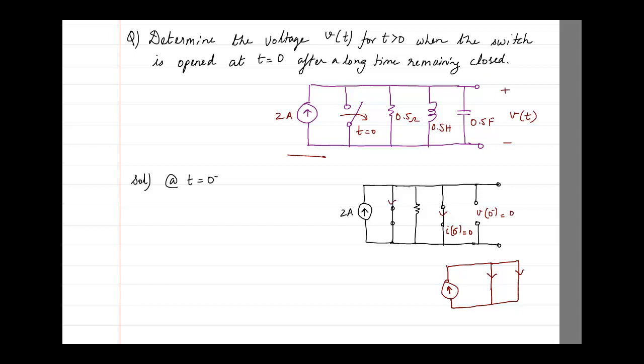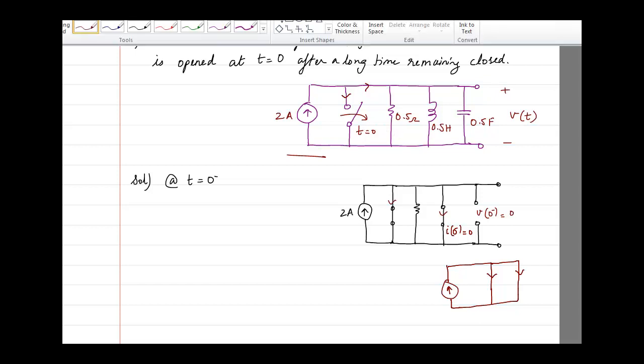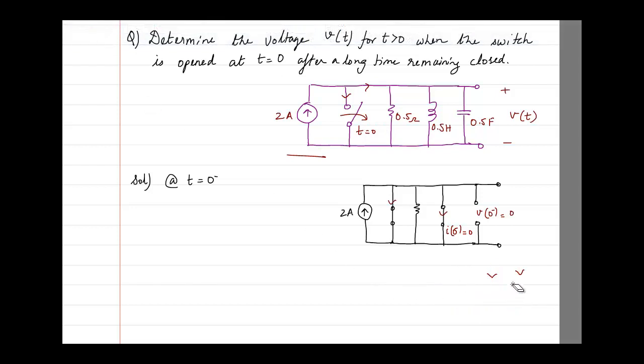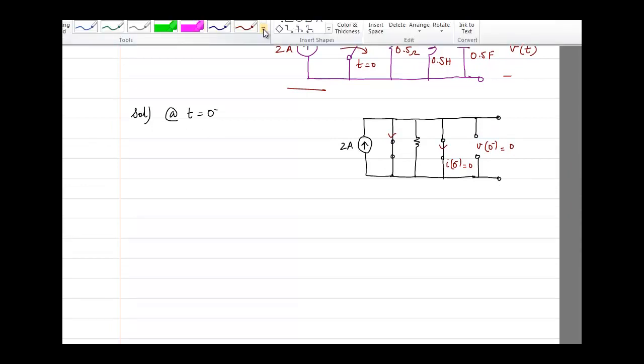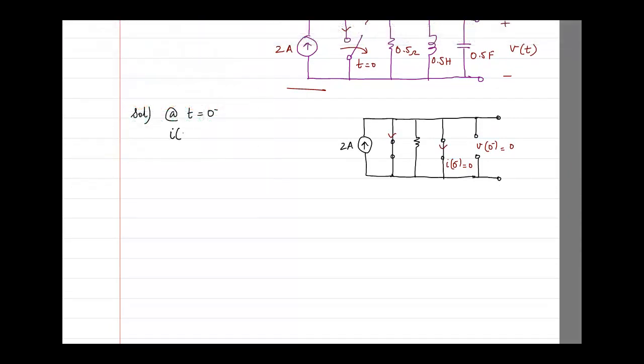That means if this switch is switched on, the inductor and the capacitor both will not charge. Why? Because all the current will flow through this switch, no current will flow through this branch. So neither the inductor nor the capacitor gets charged. So the initial voltage and current are both equal to 0. I will write both I of 0 minus is equal to 0 and V of 0 minus is also equal to 0. So the initial condition is all 0.